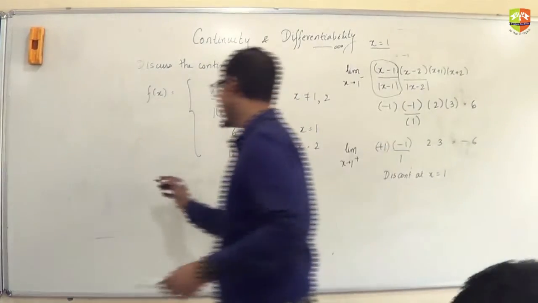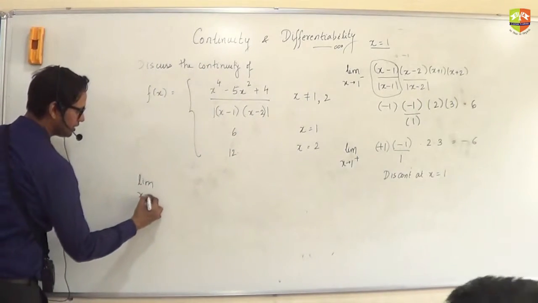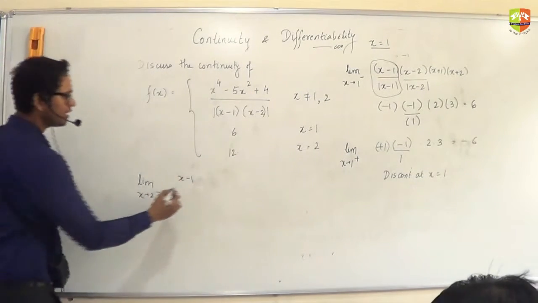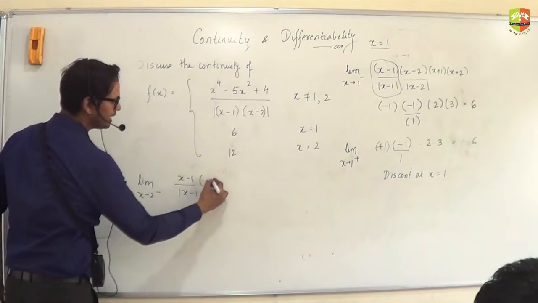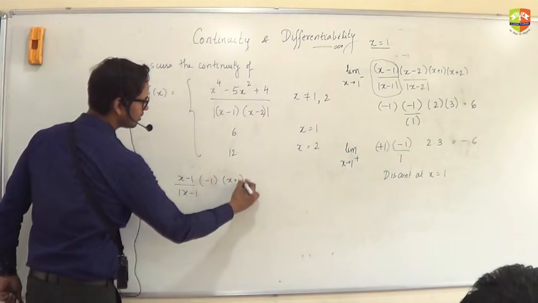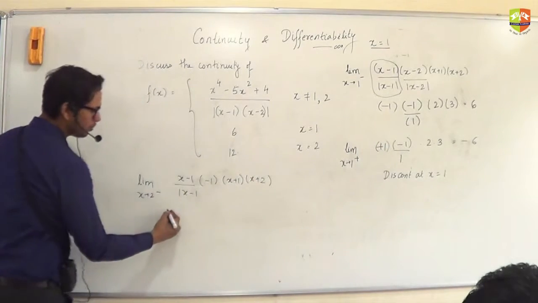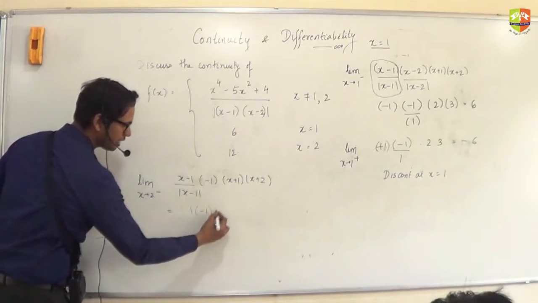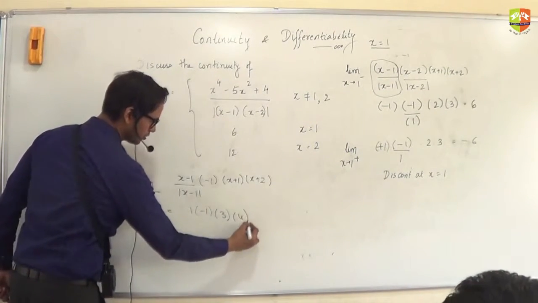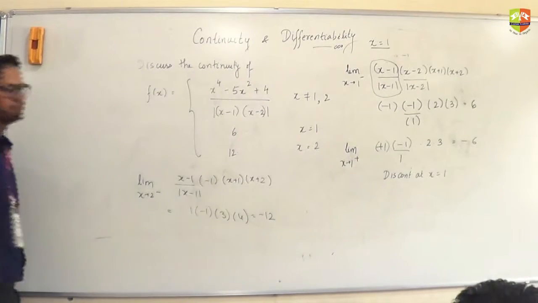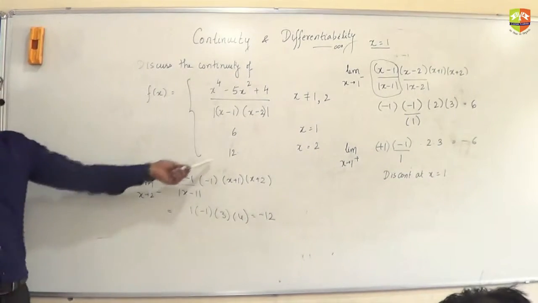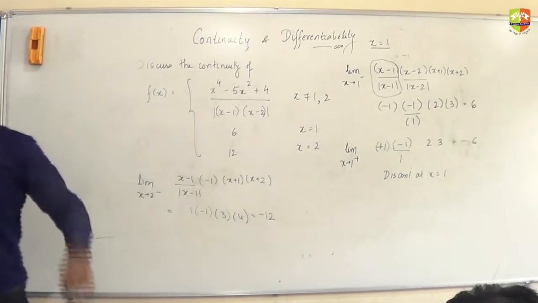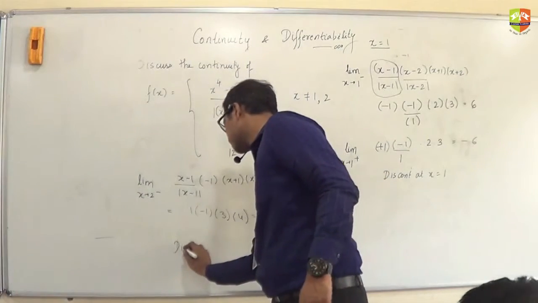Right. So for x equal to 2 minus we'll obviously follow the same approach. At 2 minus, do I see that this part is going to give me a negative 1? Everything else will remain the same. So now you put the value of x as 2, this will become 1 by 1. So it's 1 minus 1, 3 into 4. That becomes negative 12. At this moment itself you realize your value of the left hand limit is not matching the value at 2. So it's discontinuous at 2 also.